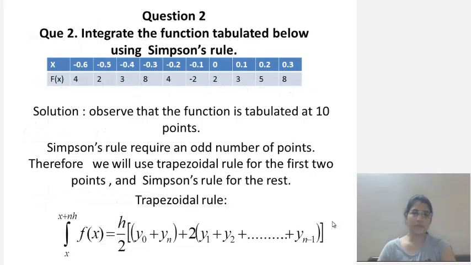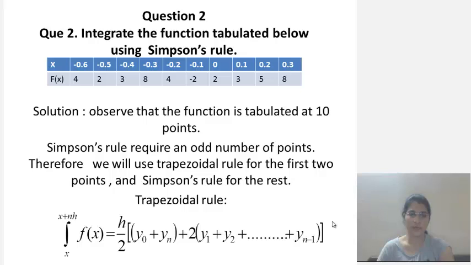Now the second question is based upon Simpson's rule. The question is: integrate the function tabulated below using Simpson's rule. We have some values of x and corresponding values of fx. So we have to integrate the function using Simpson's rule. But we can observe here that we have 10 points, but Simpson's rule requires an odd number of points. Therefore, we will use the trapezoidal rule for the first 2 points and Simpson's rule for the rest.